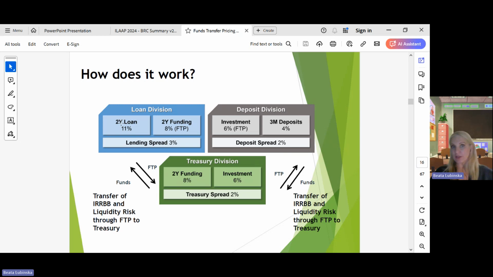11% in this particular case represents the all-in rate, or we used to say all-in customer rate. And this loan, of course, the business unit, the asset center, is charged the FTP rate for 2-year funding. Why 2 years funding? Because this asset is consuming liquidity for 2 years.